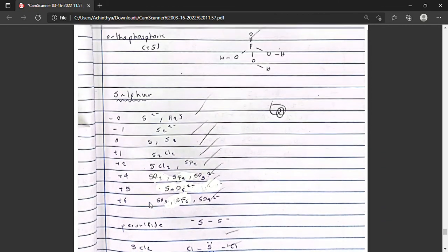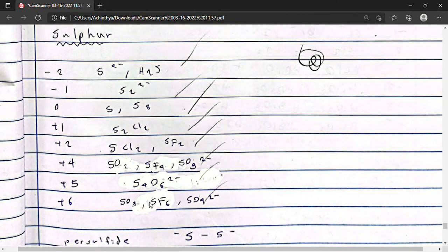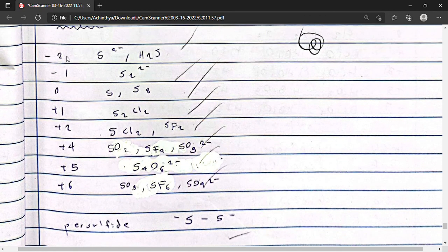Now sulfur also exists in a repertoire of oxidation states. It exists in -2 oxidation state in sulfide, definitely hydrogen sulfide. It exists as -1 state in this compound, in this group. It exists in 0 in its normal form of sulfur and ground sulfur. It exists as +1 state in S2Cl2.